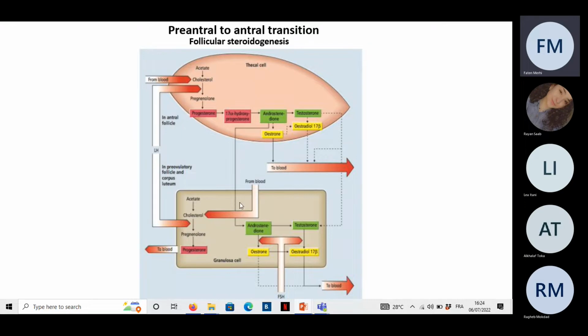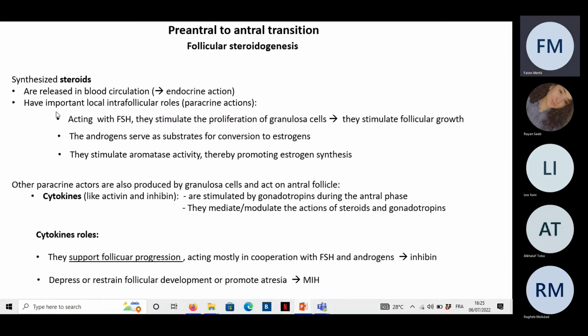where those granulosa cells, under the action of FSH, can convert those androgens into estrogens, estrone and estradiol 17 beta. Okay, and those estrogens can be released in the blood, but also they can act locally in the ovaries. Now, the synthesized steroids are released in the blood circulation to exert their endocrine action, since they will pass in the blood circulation.